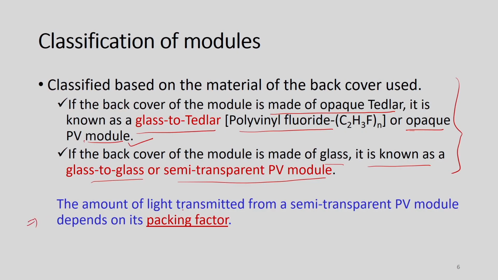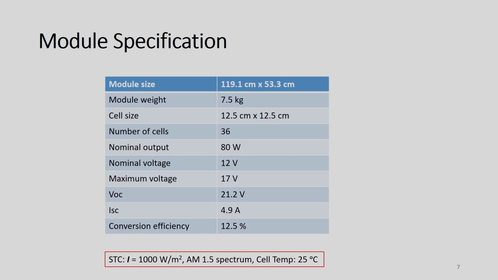and the amount of light transmitted from a semi transparent PV module depends on its packing factor. We will define what the packing factor is. It will tell about the density of the cells in a given PV module, right. So, we will define this factor, and also we will study the efficiency of a module. Since we have the experience of calculating the efficiency of the cell, how this efficiency will be different for modules will be studied in the coming slides. So, this is a standard specification of a module.